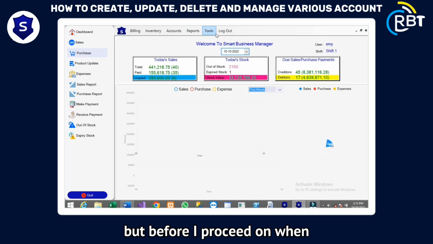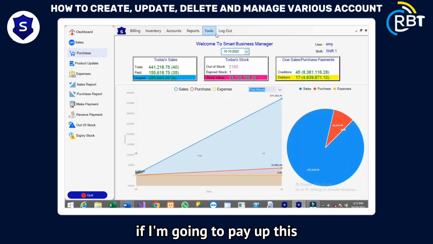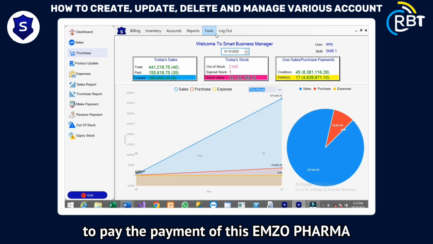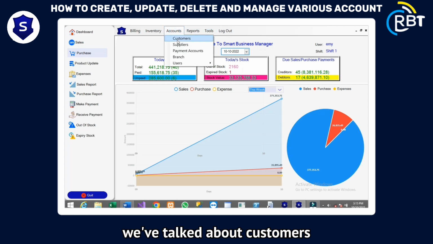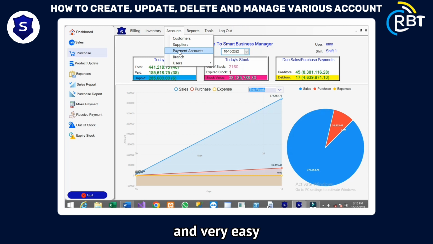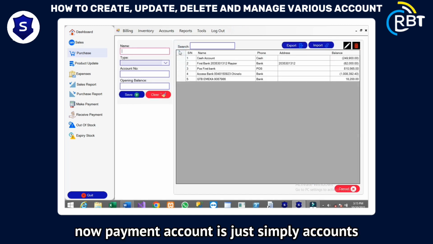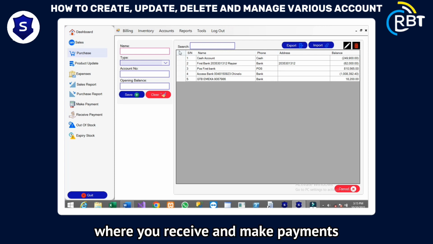But before I proceed, if I'm going to pay the payment of this Emzo Pharma, I'm going to explain to you quickly the other part of the account. We've talked about customers, we've talked about suppliers. Now look at the next account, payment account. Very simple and very easy. What is payment account? Payment account is just simply account where you receive and make payments.